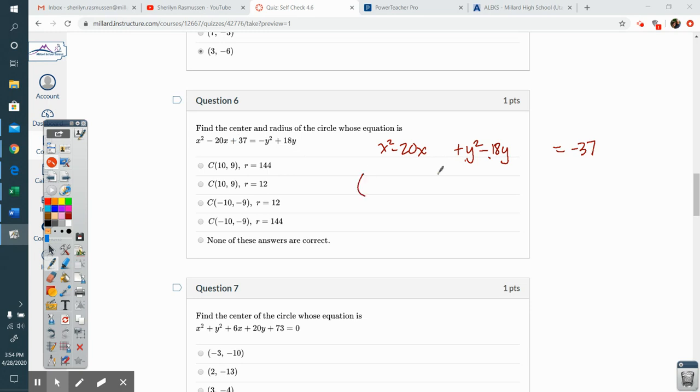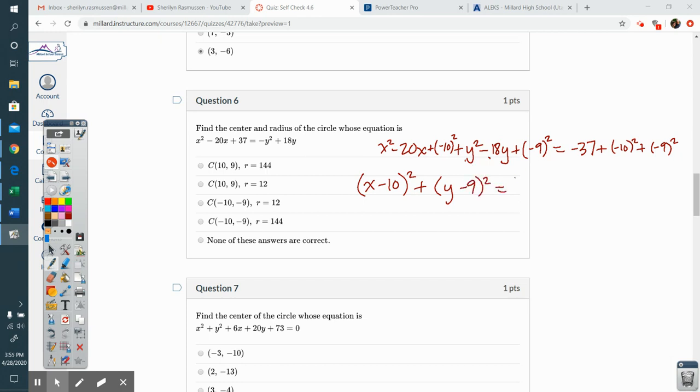All right, so, whoops, I've got to complete the square first. So half of this is negative 10 squared. Half of this is negative 9 squared. So I add that negative 10 squared, and I add that negative 9 squared. And on this side, it's just this number, and whatever that number is, you write that down.